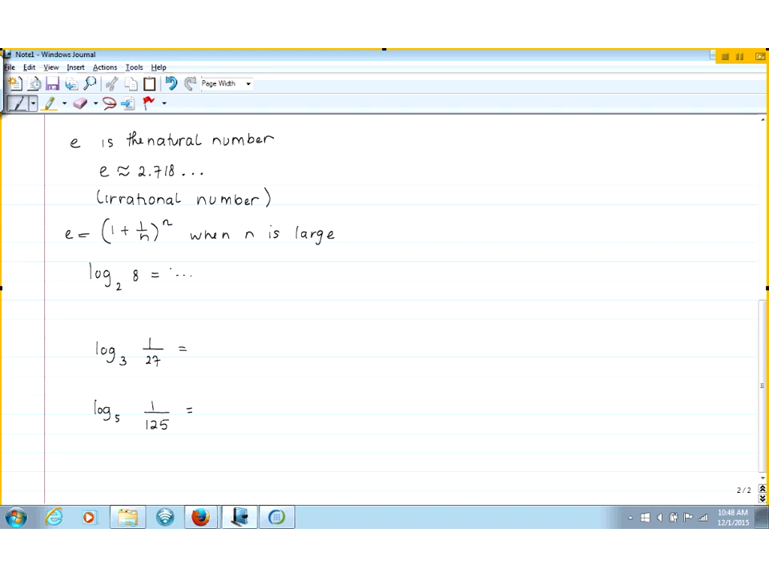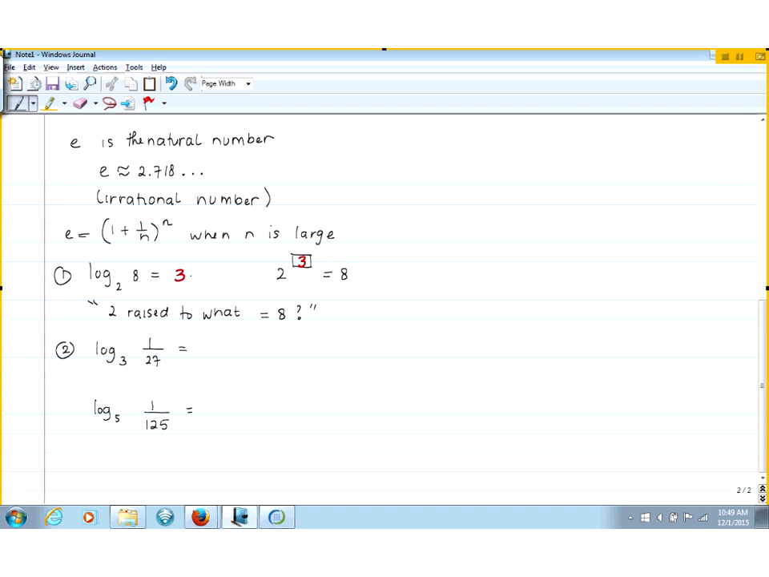Now, this is exactly the same question as asking: 2 raised to what number is equal to 8? Basically, I'm asking you, 2 raised to what number will give me 8? Raised to the third power? Yes. So the answer is log base 2 of 8 is 3. So if I ask you what is log base 2 of 8, that's the same question as 2 raised to what number will give me 8.